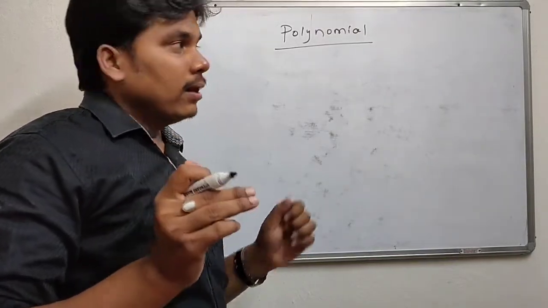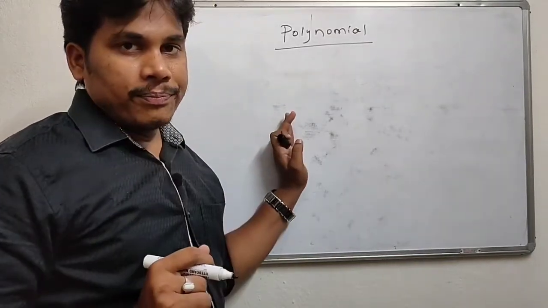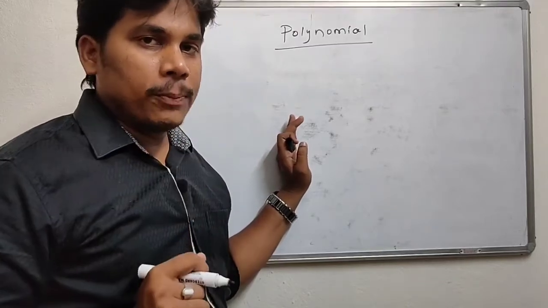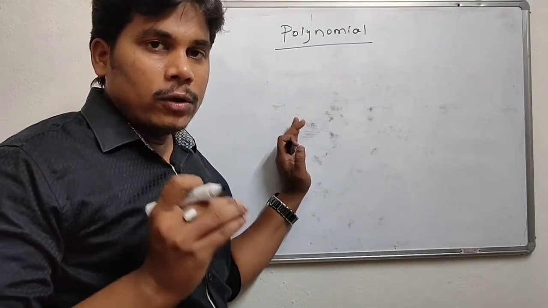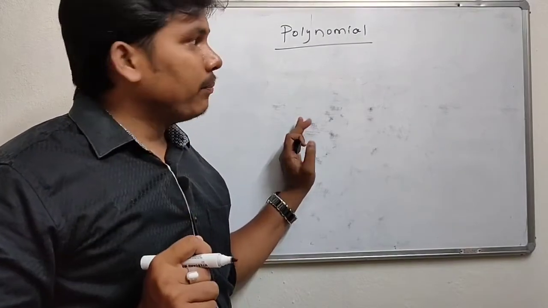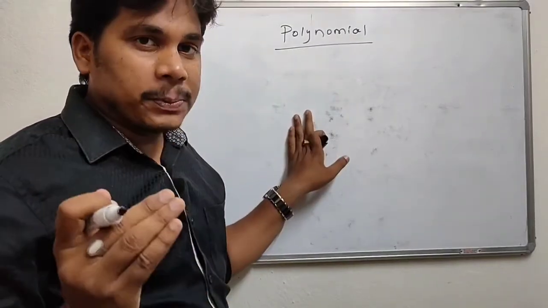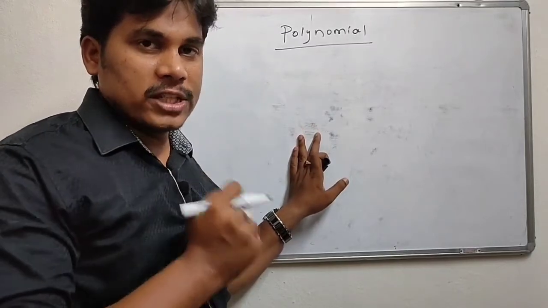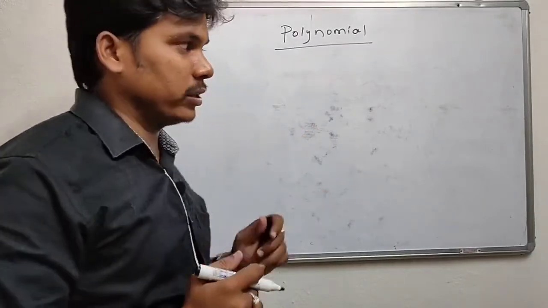That is zeros of the polynomial. What are the zeros of the polynomial? Before going to understand about the zeros of the polynomial, let us consider what the expression is and what the equation is. First, we will understand about the expression and equation.